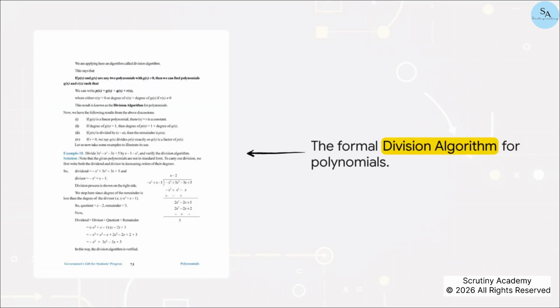And this brilliantly illustrates the formal mathematical version of that exact same concept. The algorithm simply states that for any polynomial p of x divided by a non-zero polynomial g of x, we can find a quotient and remainder following that exact same basic rule. See? It's the exact same logic you already know and love, just dressed up in algebra.